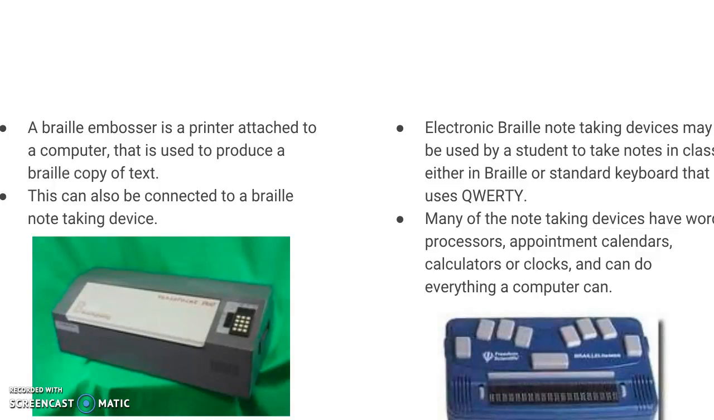A Braille embosser, also called a Braille printer, is a printer attached to a computer that is used to produce a Braille copy of text. So you can write a paper and then print it off, and a person who is blind can read it with Braille versus listening to it. And this can also be connected to a Braille note-taking device.